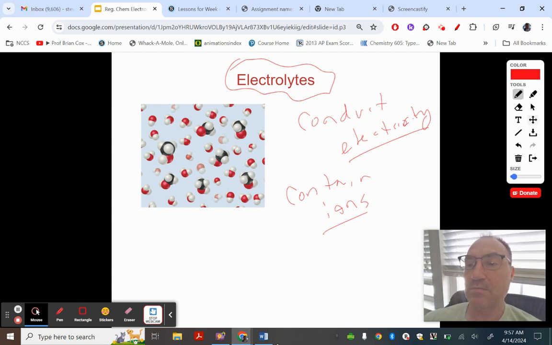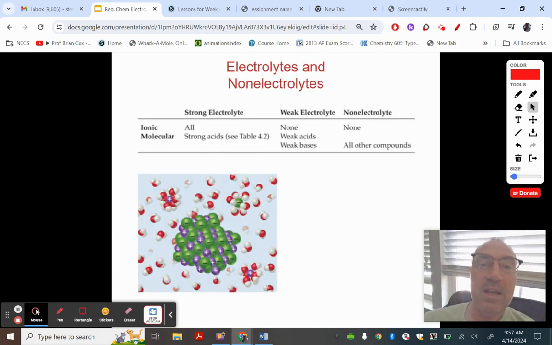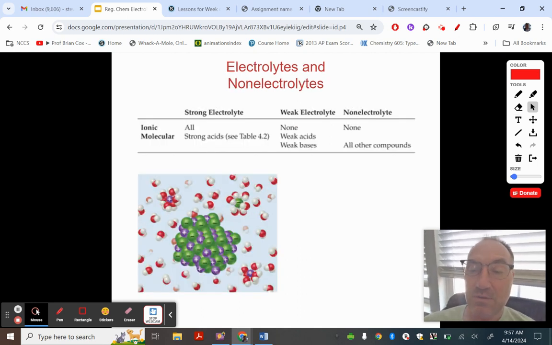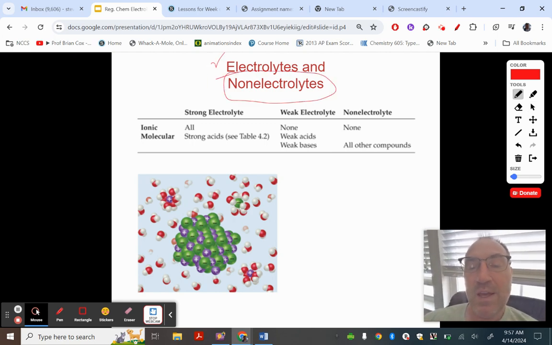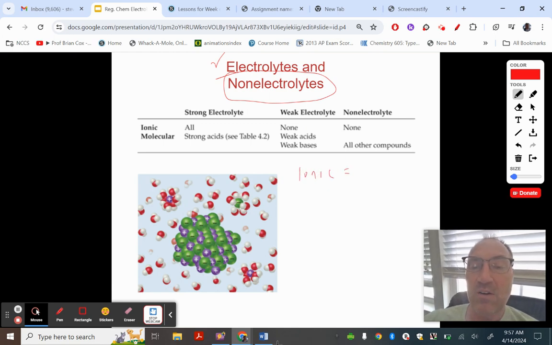Okay, now by definition, you can be an electrolyte where you conduct electricity, or you can be a non-electrolyte where you don't. And you can also be a weak electrolyte where you kind of do. So here's how you can tell. If you are ionic and soluble, you are an electrolyte.